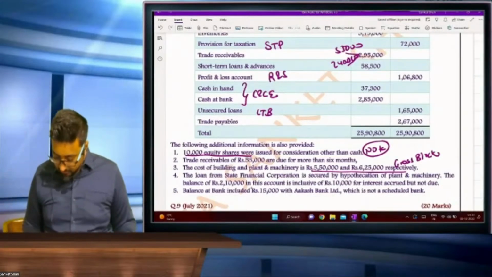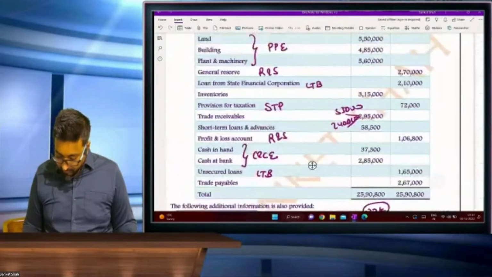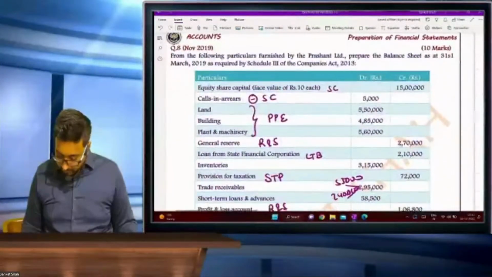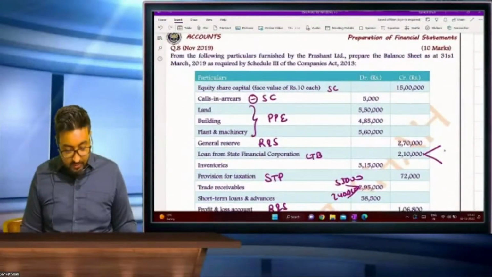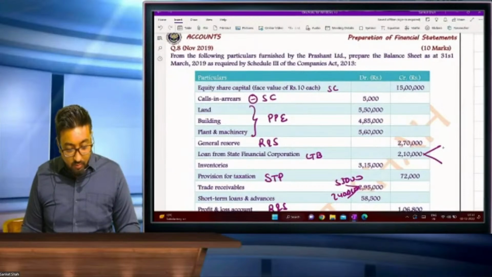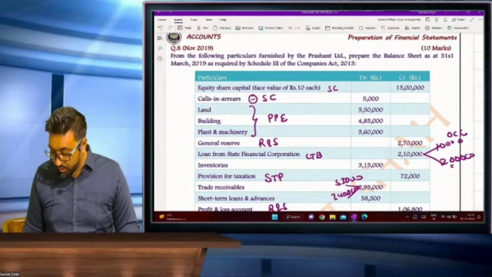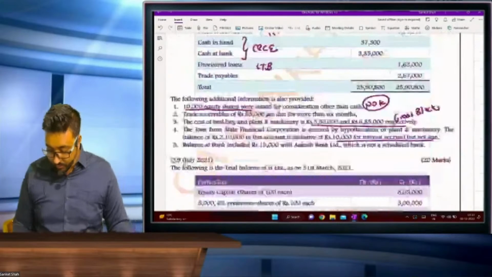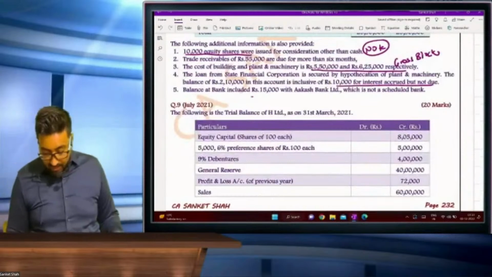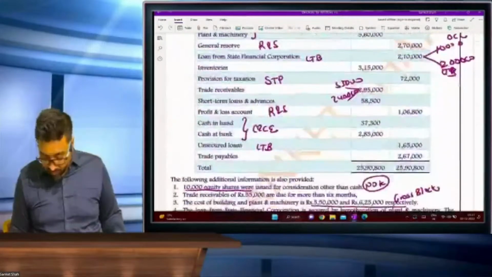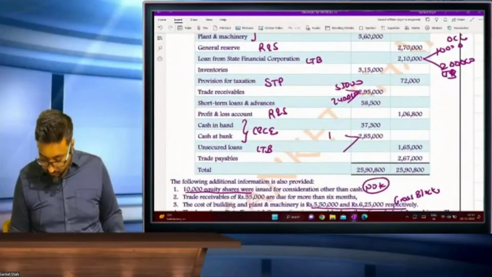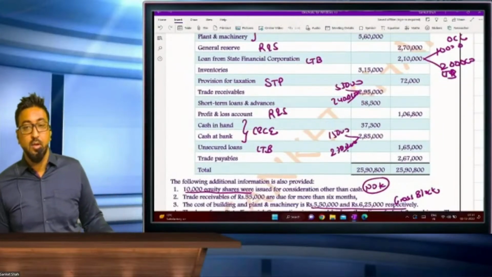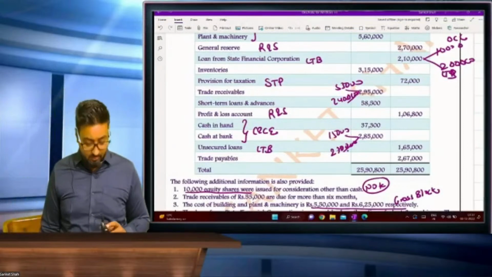SFC, yes बेटा. So इसमें से interest accrued not due 10,000. This is other current liability, and 2 lakhs is long-term borrowings. And balance at bank 15,000, which is not scheduled, and 2,70,000 is a scheduled bank.